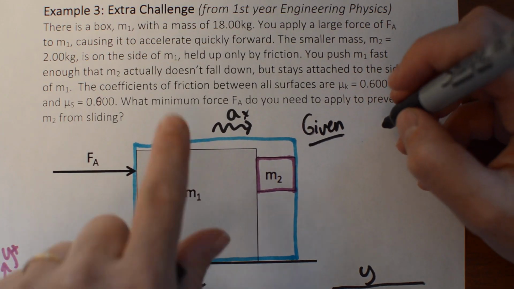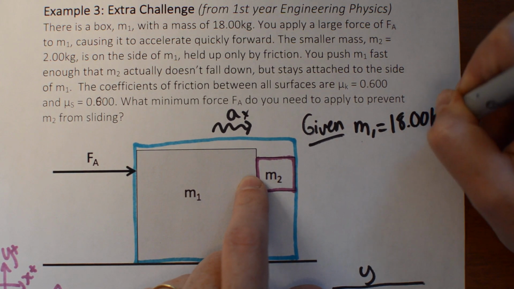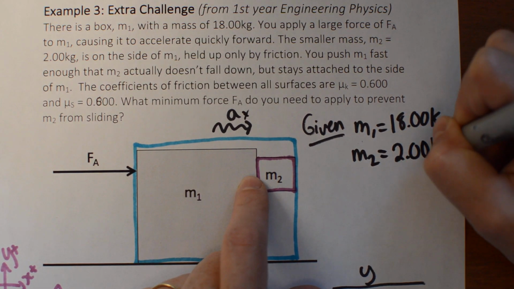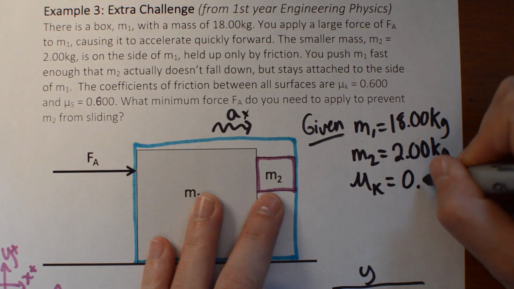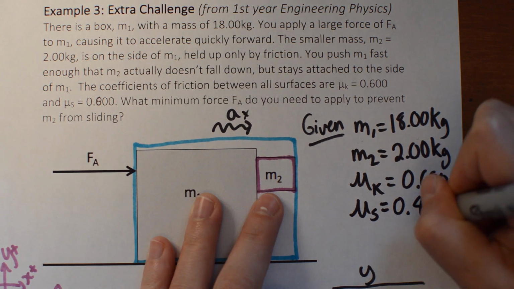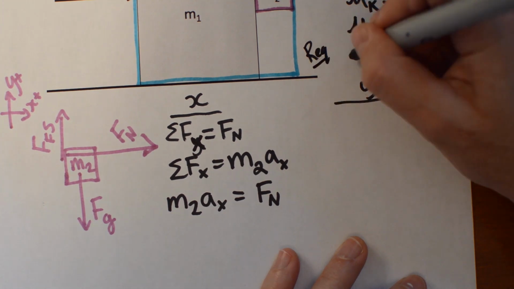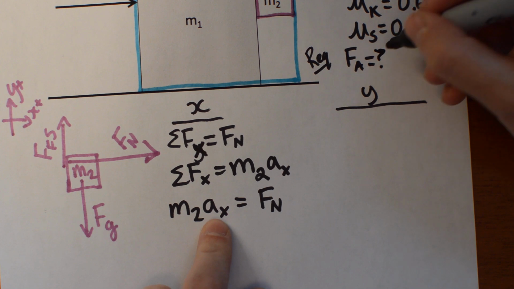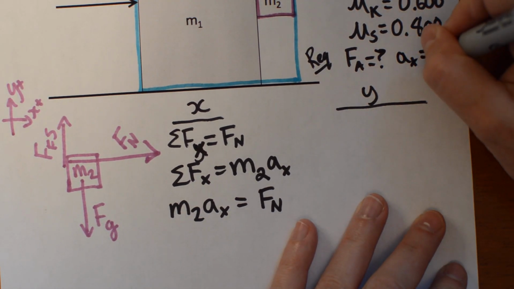So given, I know m1 is 18 kilograms. I know m2 is 2 kilograms. And I know the coefficients of friction. So I know mu k is 0.6 and I know mu s is 0.8. All right. And what I'm required to find is Fa eventually. But often it's a good idea, if I can find this acceleration, that will go a long way. So my other thing I'm going to try and find is the acceleration.